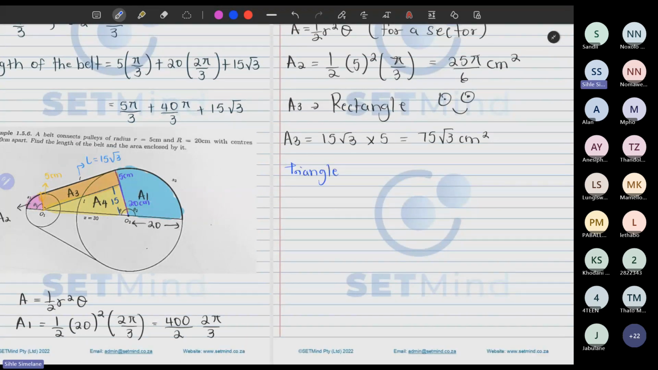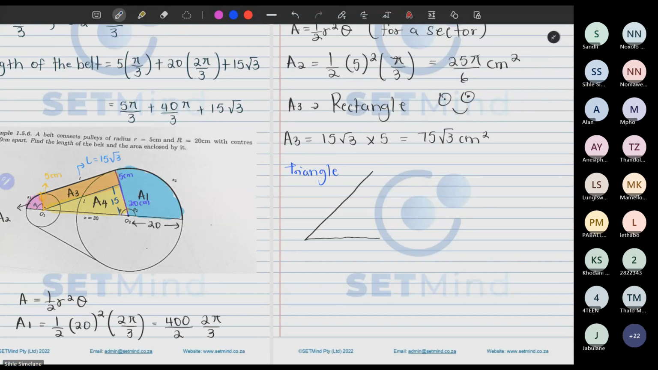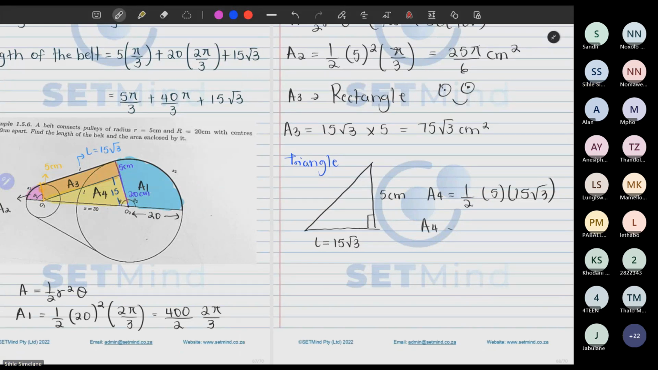Let me quickly draw that for you so that you can see. So that triangle looks like this. You have the height, 5 centimeters, and then you have the base, which is L, 15 square root 3. So it's easy to find the area. Area number 4: the area of a triangle is half the base times the height. So that would be half of 5 multiplied by 15 square root 3, and it will simply be 75 square root 3 over 2 centimeters squared.